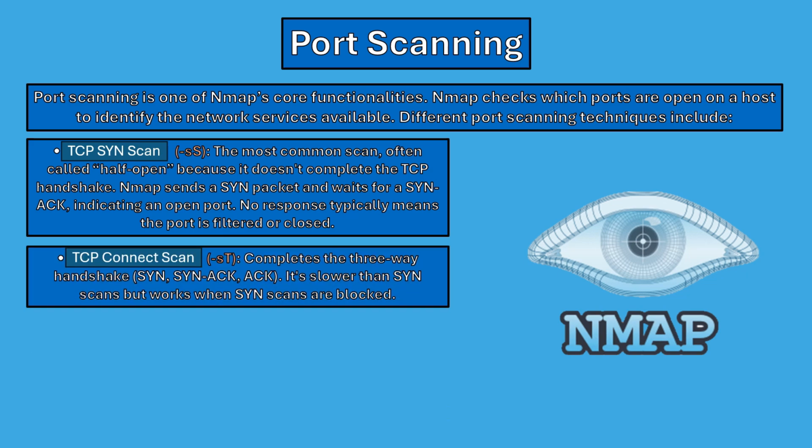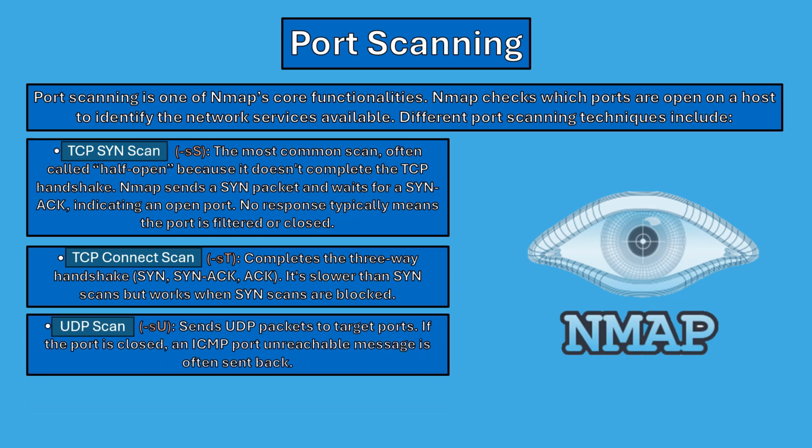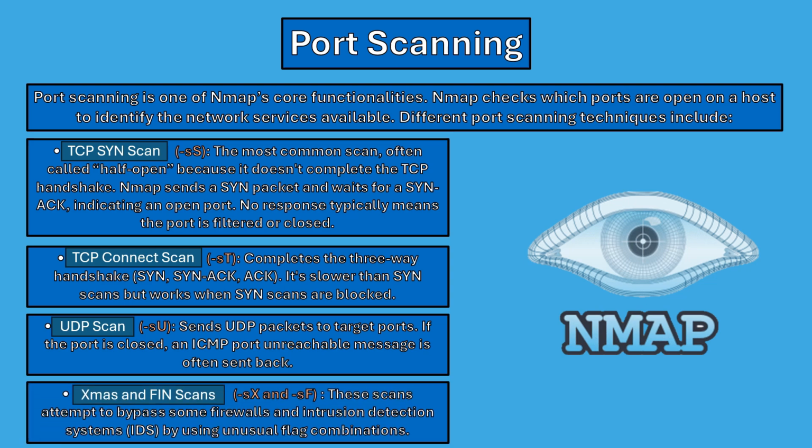A TCP connect scan. This scan completes the three-way handshake, SYN, SYN ACK, and ACK. It's slower than SYN scans but works when SYN scans are blocked. A UDP scan. A UDP scan sends UDP packets to target ports. If the port is closed, an ICMP port unreachable message is often sent back. Next are Xmas and FIN scans. These scans attempt to bypass some firewalls and intrusion detection systems by using unusual flag combinations.